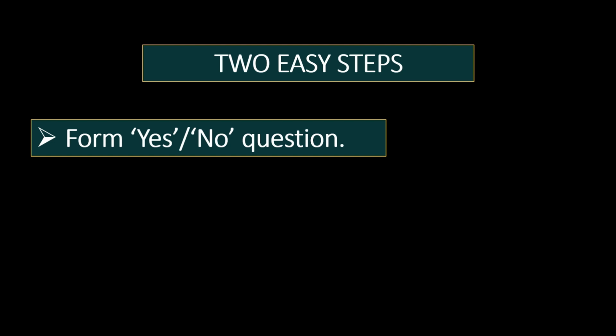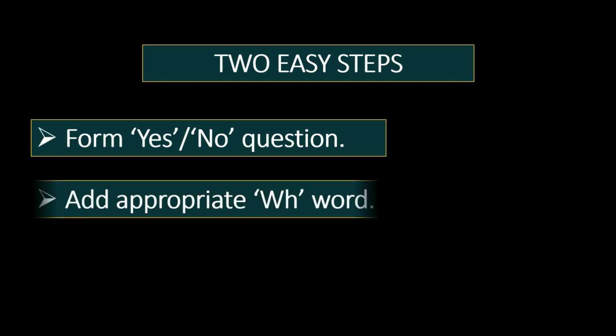And some questions need information. We call them WH questions, like, where is your brother? You can't say yes or no. Okay, anyway, first thing is to make yes or no question, and the second step is to add appropriate WH word at the beginning. And then you can have a complete WH question. Okay, let us follow the same procedure here.